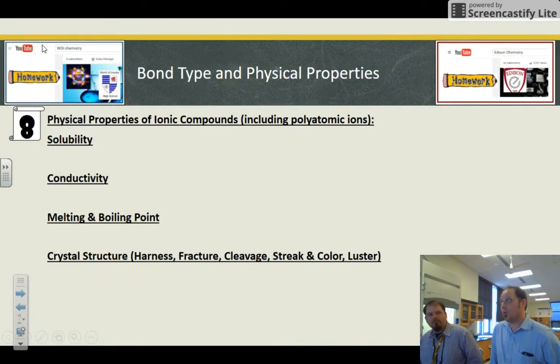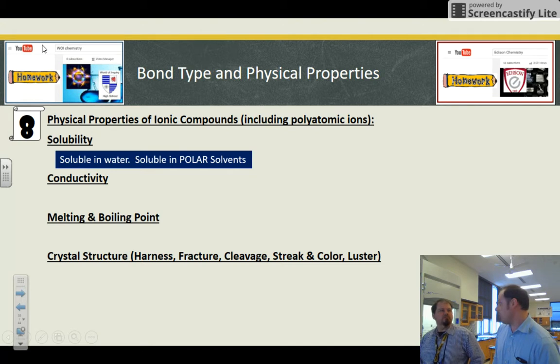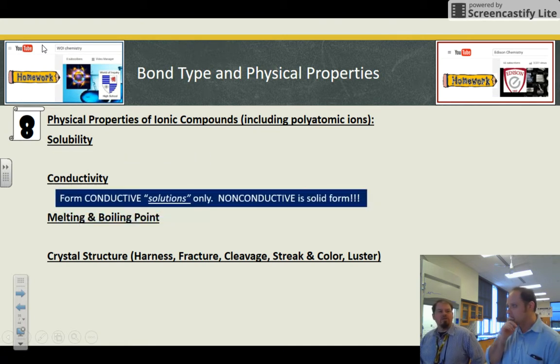So physical properties of ionic compounds: are they soluble specifically in water? Some are. Some are not. But we'll do that in a different chapter. They are generally soluble in water and polar solvents. They form conductive solutions only. So when I put them into solution, if it dissolves, it will conduct electricity. If it conducts electricity, it is ionic, and you need to know that in solution.